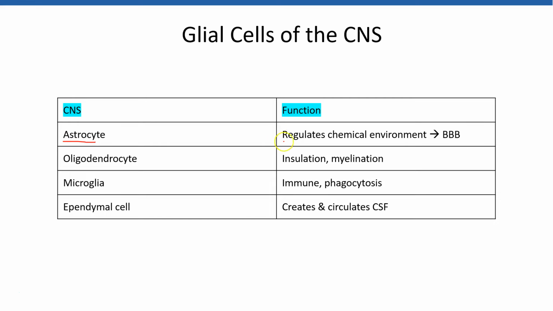Astrocytes in the CNS, they regulate the chemical environment. They contribute to the BBB. Oligodendrocytes, it's a cell that wraps around a few nerve endings or nerve fibers for insulation and myelination. Microglia, those are like immune cells in the brain. They phagocytize debris. Ependymal cells create and circulate cerebrospinal fluid. Remember, your brain floats. It doesn't sit in your skull.